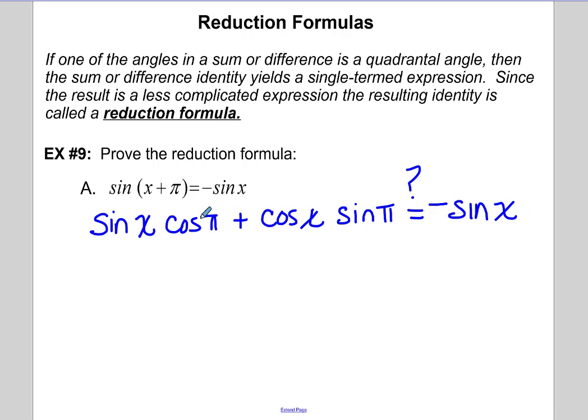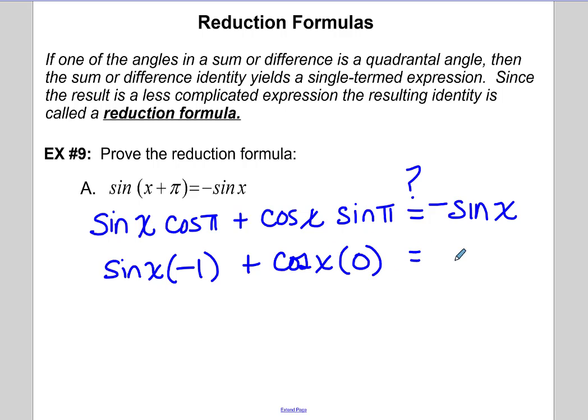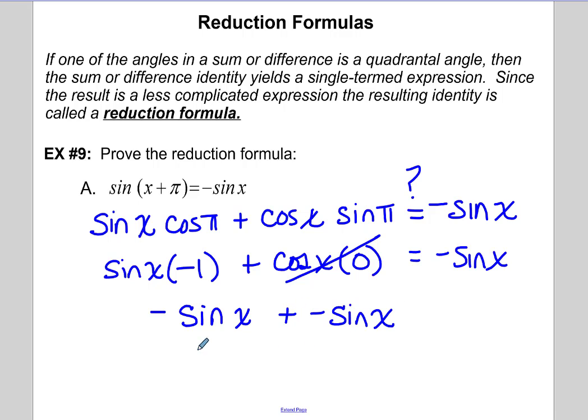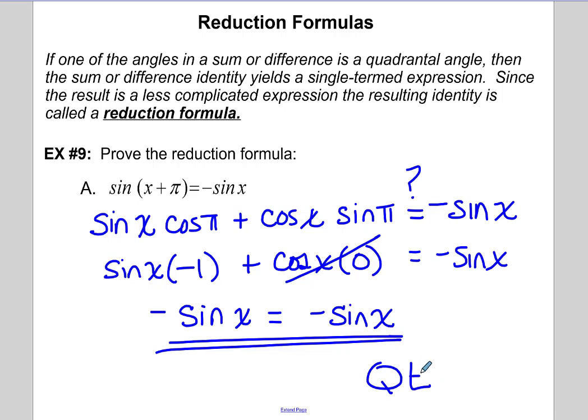So the sine of x times the cosine of pi is going to be sine x times negative 1. And cosine of x times the sine of pi is 0. So those two terms are going to go away because that's gone. And we have proven that the sine of any angle plus 180 degrees is going to be the opposite of that angle. And it should say equal, not plus. So we did demonstrate and prove what we were asked to prove.